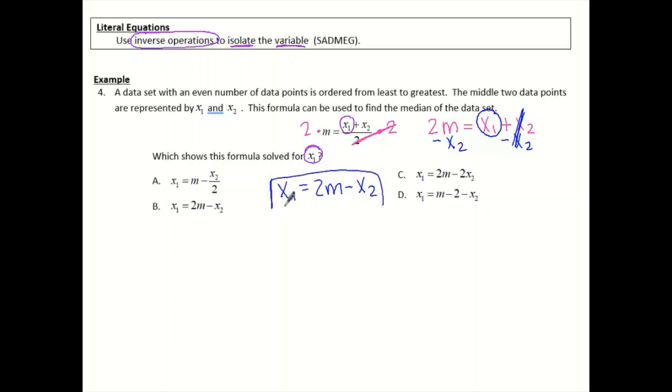Okay, and then I'm going to look at all of my answer choices and see which one matches. And it looks like answer choice B is the one that matches. We've reached the end of our examples. Please now continue on to the practice problems in your packet.